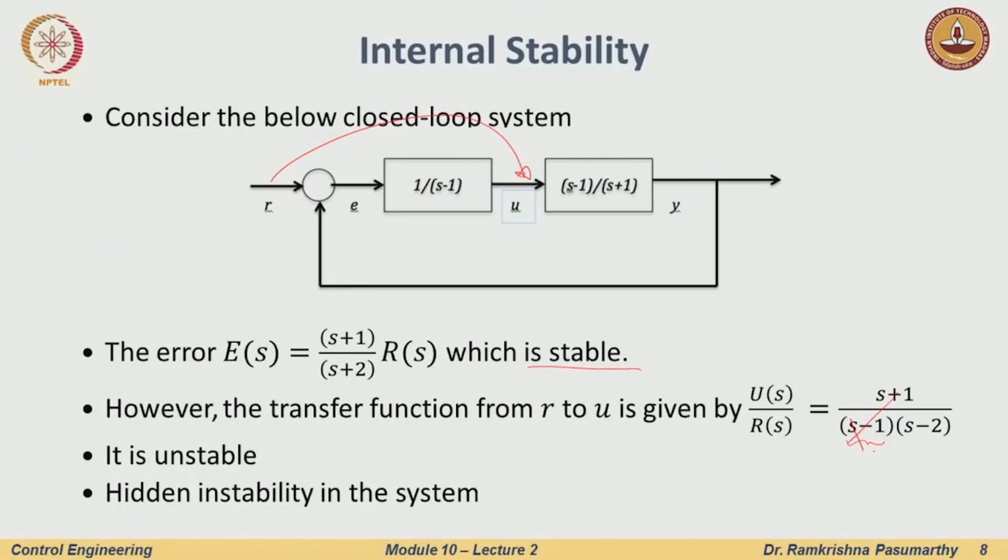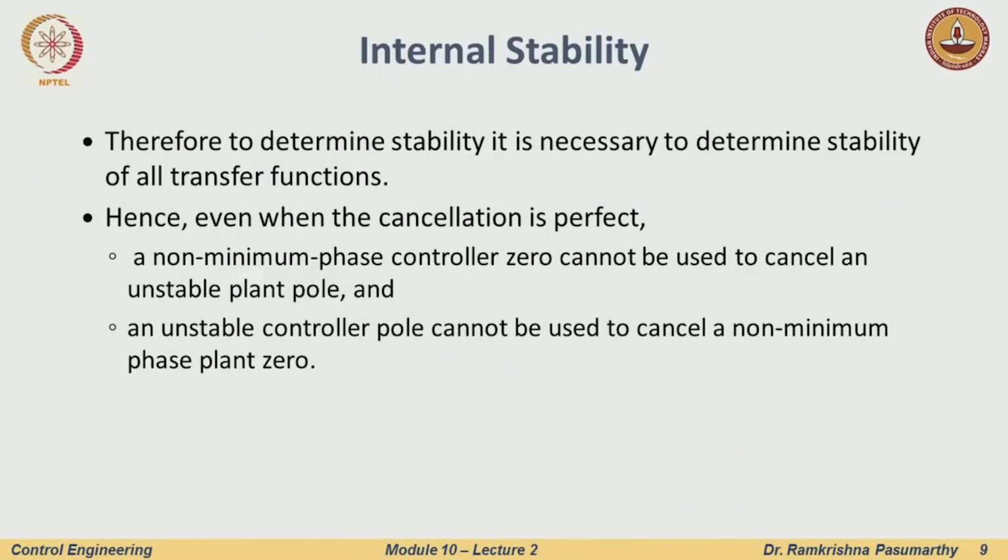So, there is some amount of hidden instability in the system. The signal from here to here, the u which goes to this plant, if I may say so, is actually unstable, right. So, this u would be unbounded, and therefore, I cannot do much about this. This is a system which has an instability hidden within it. So, now what do we do in these cases? Well, to determine stability, it is necessary to determine the stability of all the transfer functions within the system.